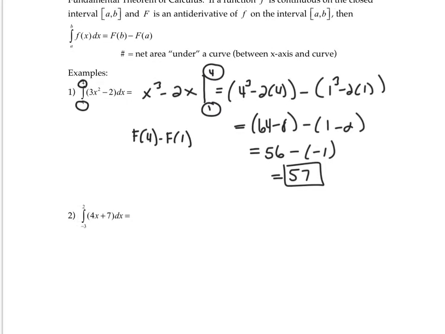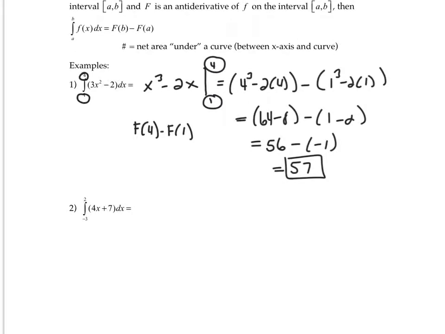Okay, we'll take a look at a second example here. We're taking the definite integral on the interval from negative 3 to 2 of 4x plus 7. First step, take the antiderivative. We know we'd have 4x squared over 2 plus 7x, and we're going to evaluate this from negative 3 to positive 2. Let's clean that up a little bit and simplify that 4x squared over 2 into 2x squared plus the 7x, again on the interval from negative 3 to 2.